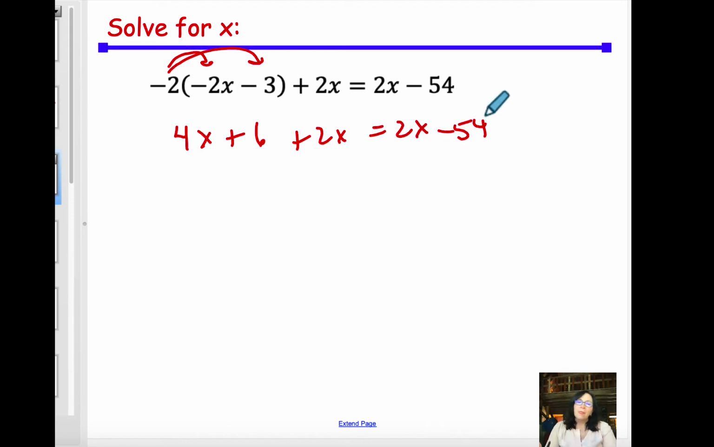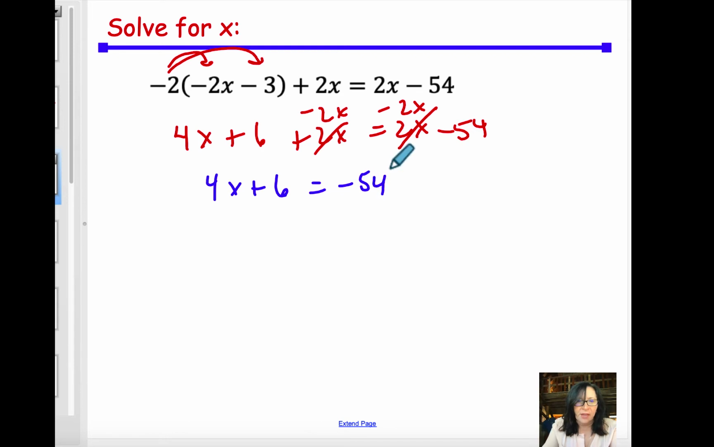Now, you have two options in this case. The first option is basically, you have 2x on both sides. I can actually cancel those 2 out, because if I were to subtract 2x from both sides, they would be gone. My other option is to add 4x plus 2x and then subtract 2x. So either one is appropriate, and you do which one works for you. There's so many different ways to solve an equation. So 4x plus 6 equals negative 54.